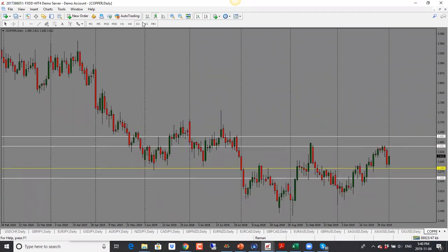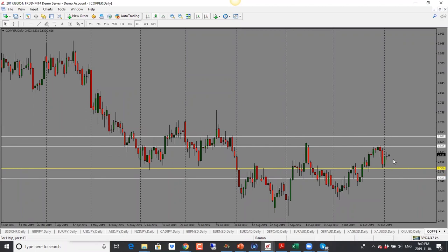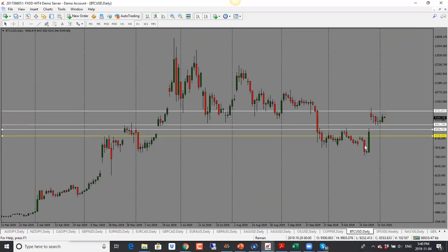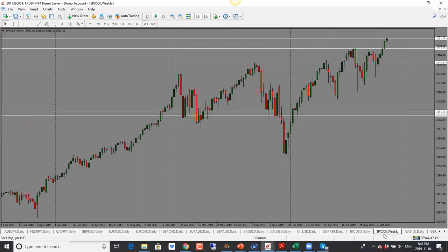Copper here is looking neutral. If it stays below today's high, I will look for a further drop towards 2.58. So neutral bias for copper, but this one could drop further. Looking at Bitcoin here, we did see that price is getting some support. We have a bullish candle close, so I would look for price to go higher towards 97.25. So bullish bias for Bitcoin.